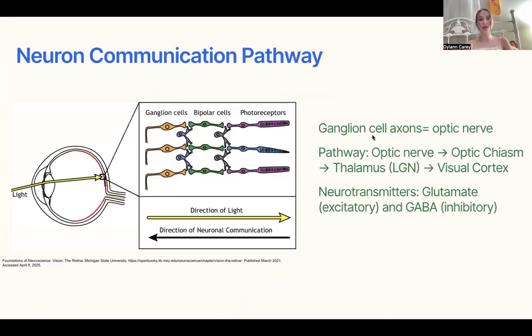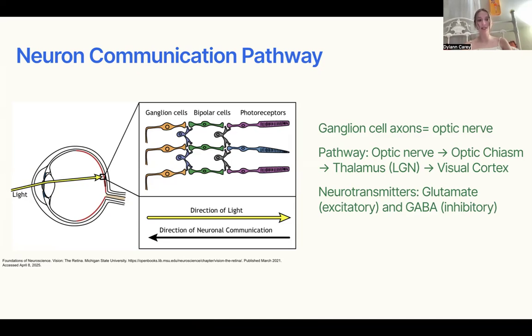Then the neurocommunication pathway. Ganglion cells basically equal the optic nerve. Ganglion cell axons are the optic nerve. It's just a collection of them there. The pathway goes from the optic nerve to the optic chiasm to the thalamus or the LGN to the visual cortex. And the neurotransmitters utilized here are glutamate, which is the excitatory neurotransmitter, and GABA, which is the inhibitory neurotransmitter.